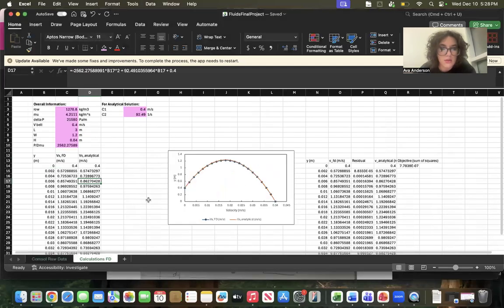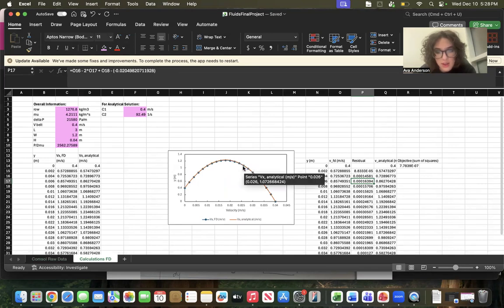For finite differencing, that's COMSOL. Finite differencing, this is where I have finite differencing. I use solver for part of it, but the finite differencing is the blue dots, and analytical is graphed in orange lines.